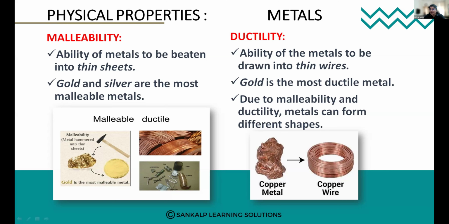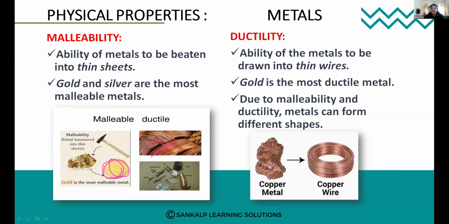The next property is malleability. What do you mean by malleability? Malleability means the metals can be converted into thin sheets. You can see that in the image given below. You can see the thin sheets here, right?